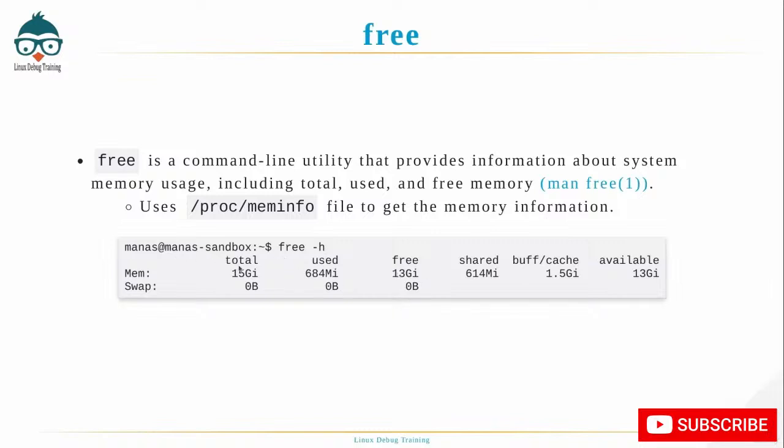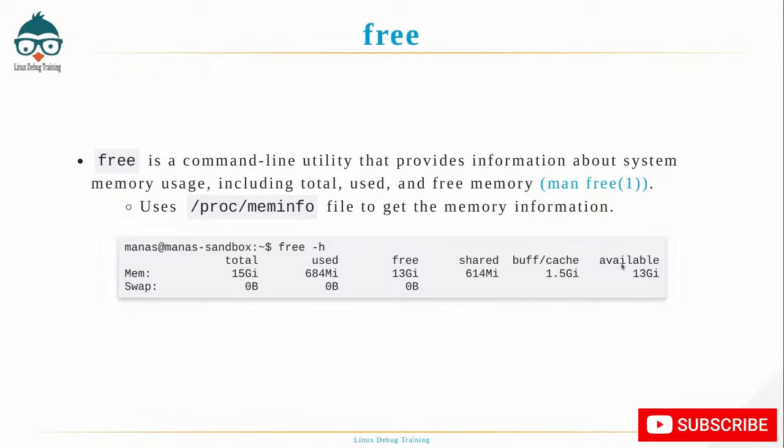Total represents the total amount of physical RAM installed on the system. Used represents the amount of memory currently used by the various processes. Free represents the amount of memory that is not in use by any process and is readily available. Shared represents the memory used for the shared memory segment, which allows processes to share memory. Buffer or cached memory is used by the kernel for buffering and caching. This includes file system buffering, page caching, etc.